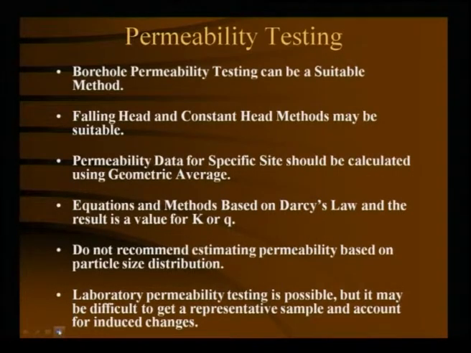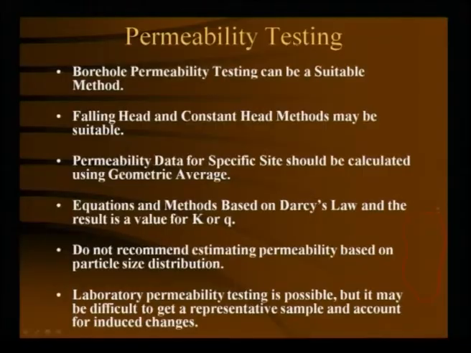Borehole permeability testing can be a suitable method. Falling head and constant head methods may be suitable. Permeability data for specific sites should be calculated using the geometric average. Suppose this is the site. How do you find it out? In the geometric average, you consider one borehole here and find the permeability, one borehole here and find the permeability, one borehole here, and one borehole here. With this, once you find the permeabilities, then you can take the average.